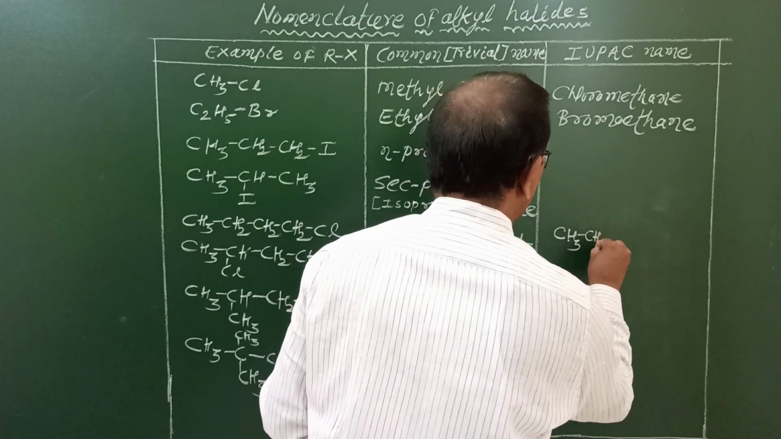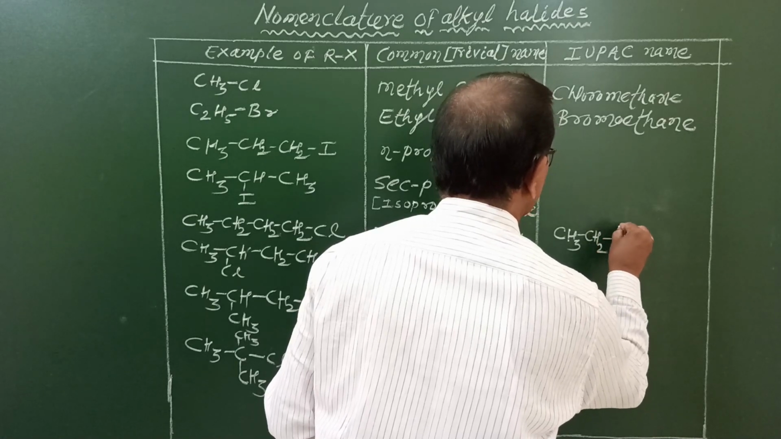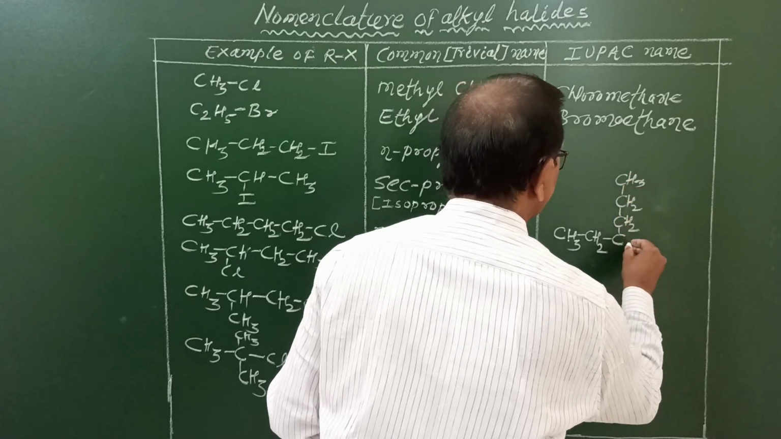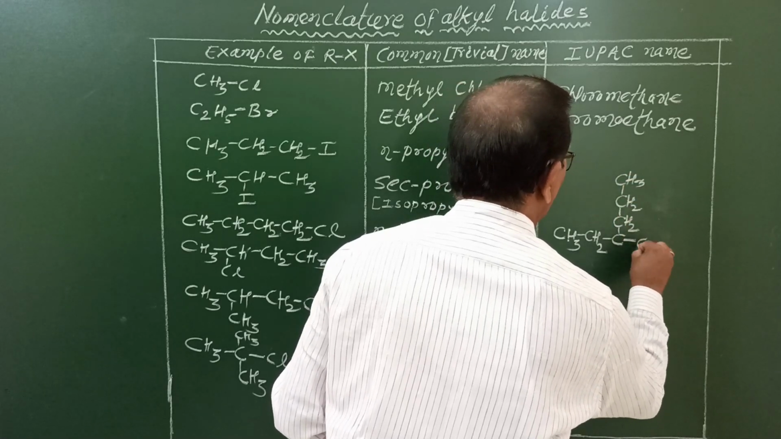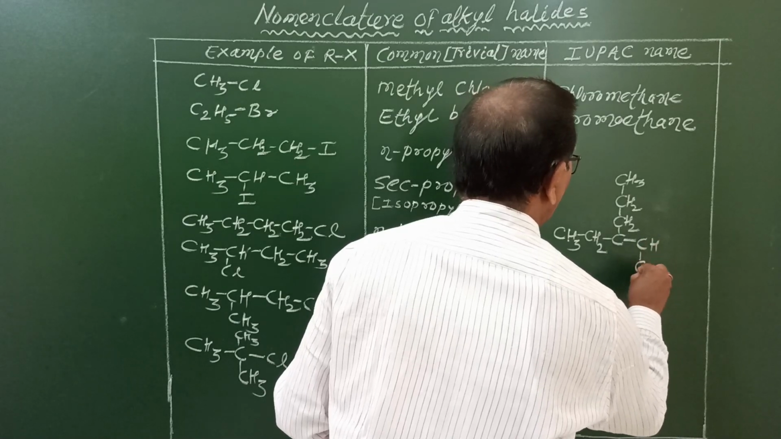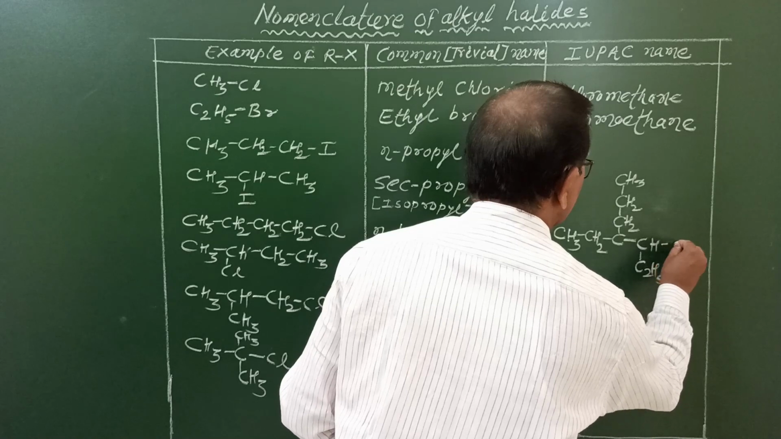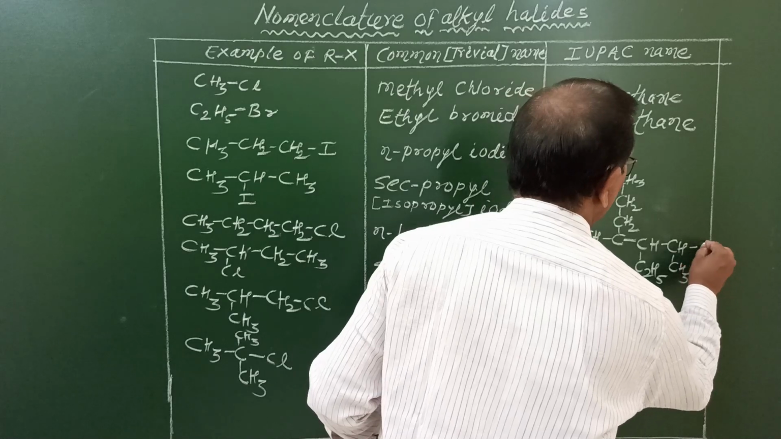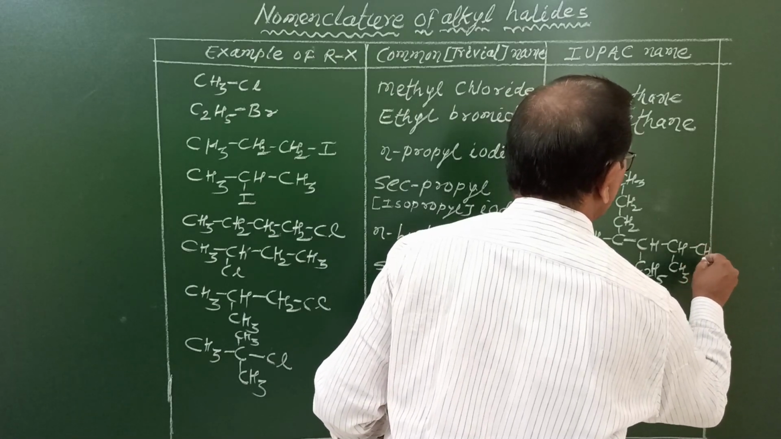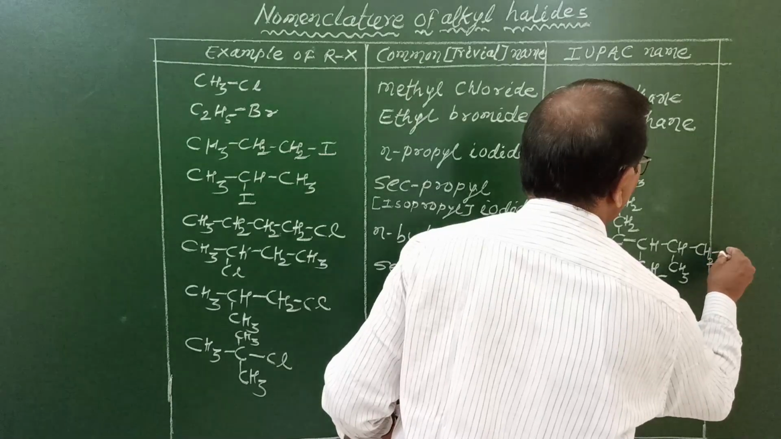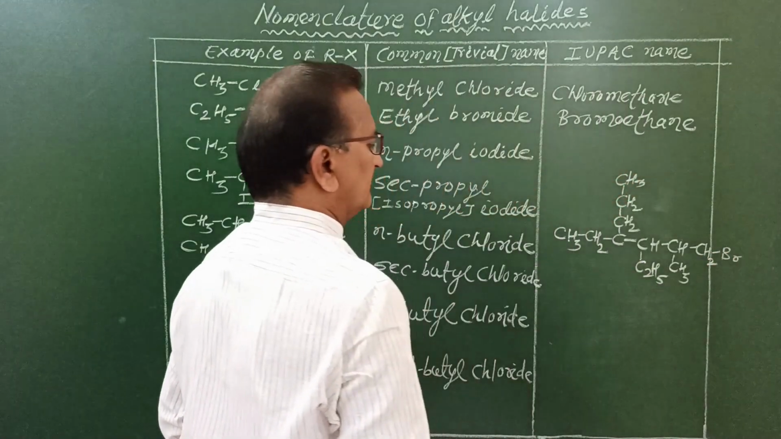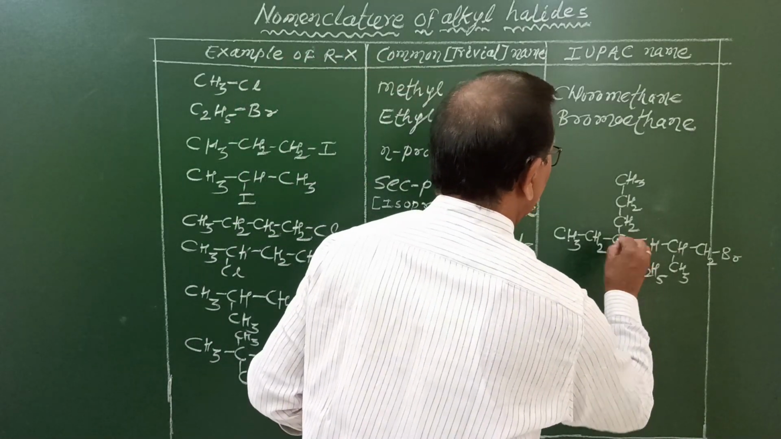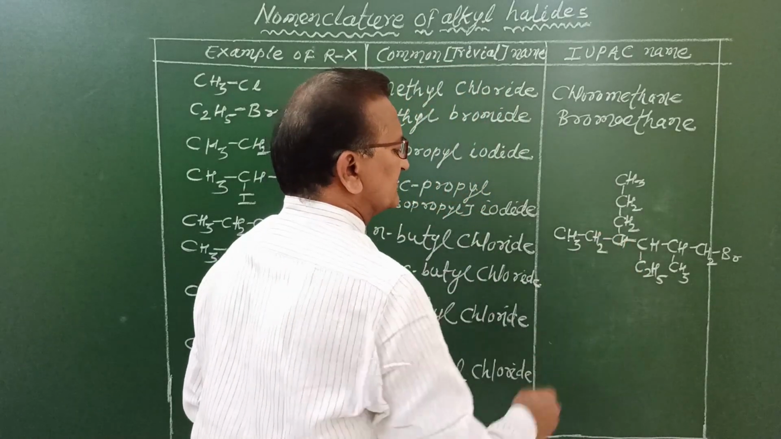CH3-CH2-C-CH2-CH2-CH3, with a branch here C2H5, CH, CH3, CH2-Br. Now let us see this example carefully. Here we have to attach one hydrogen atom, so that the valency of this carbon atom becomes 4.